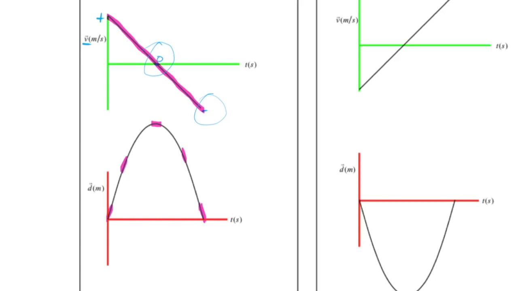And in case you're wondering, this is what a ball would look like when thrown up at an angle. It makes a parabola, or this is what we call projectile motion.